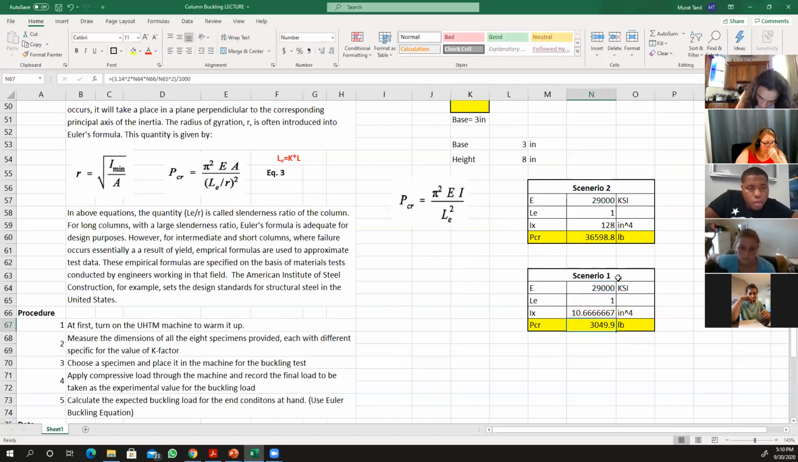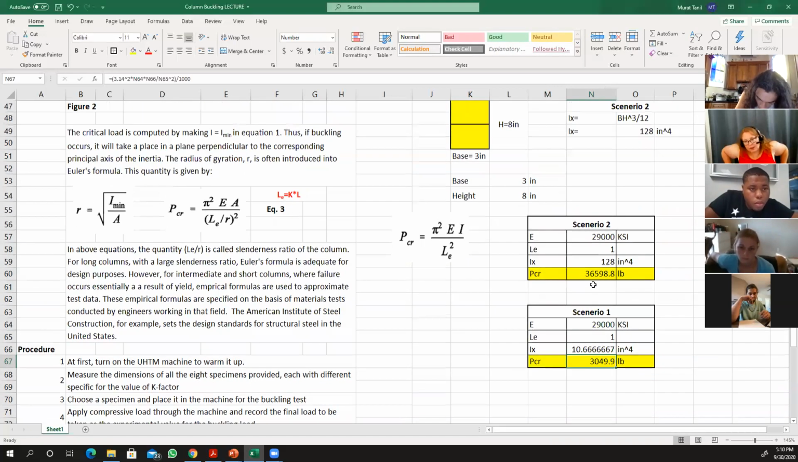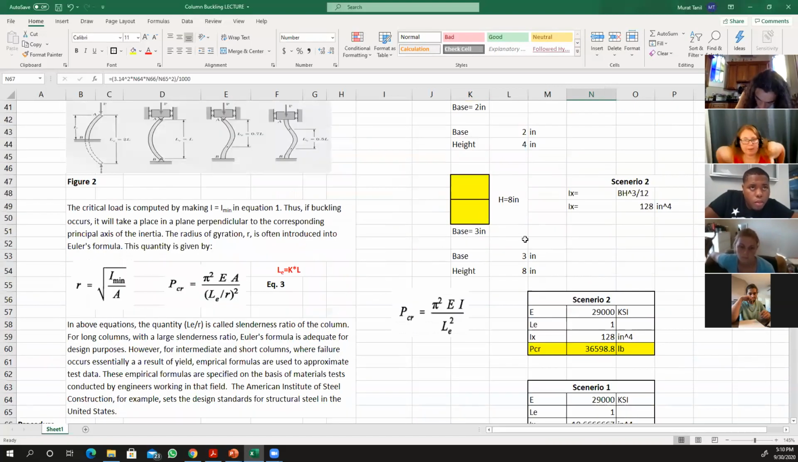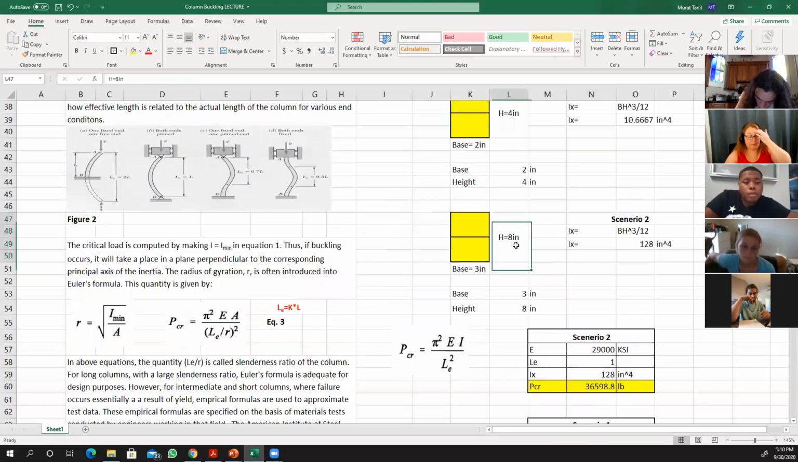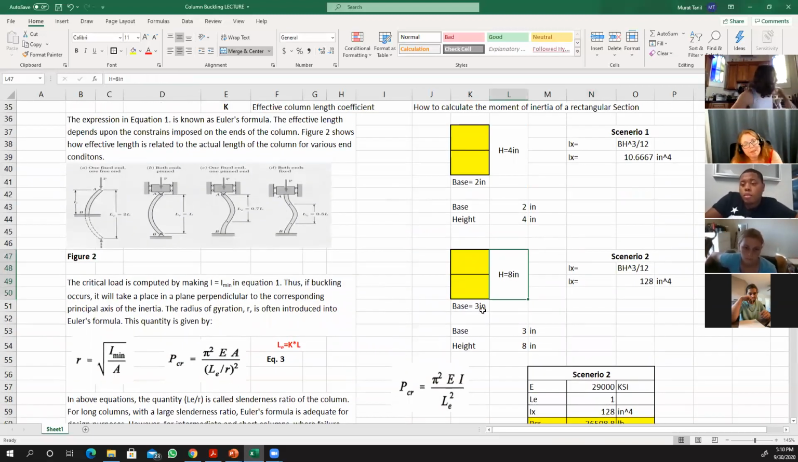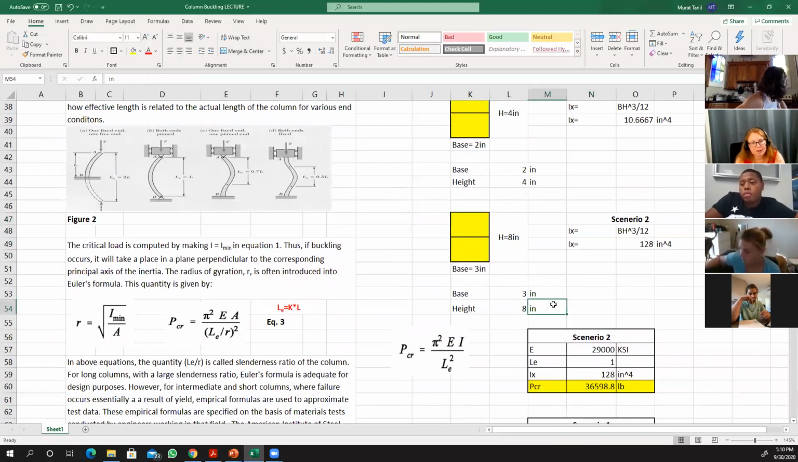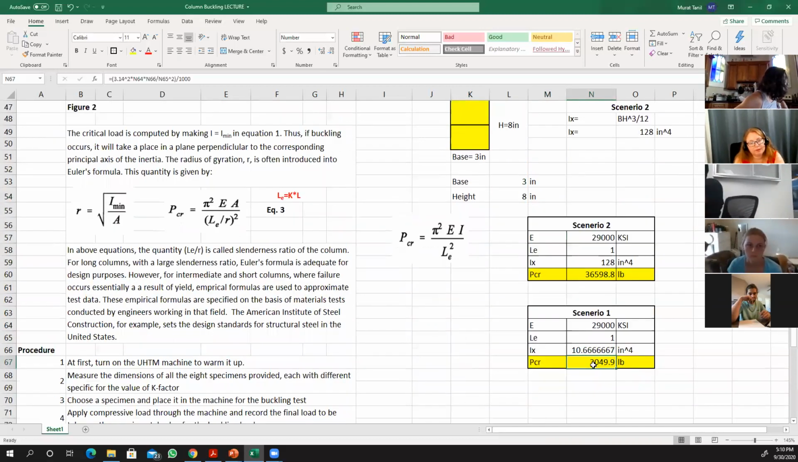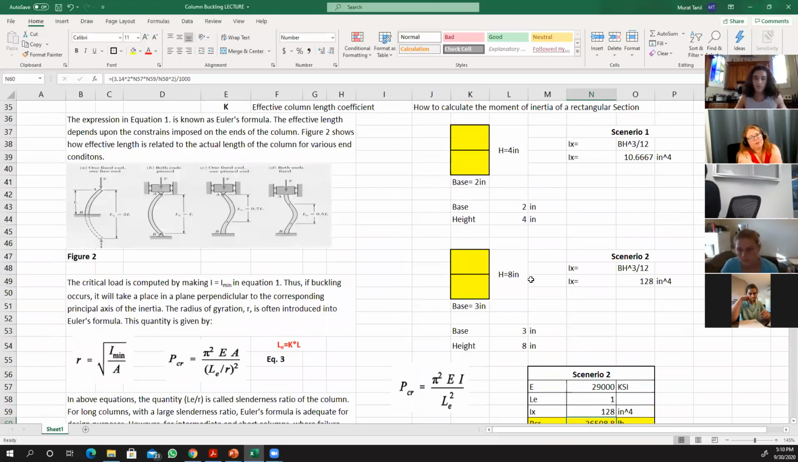Correct? So what I did was I increased the size of the member. I bumped it up to 8 inches in height, and the base is just increased by 1 inch. It's going to cost some money when you look at the amount of material that you use, but it's going to increase the capacity substantially, right? So what I was trying to explain is that there are different parameters that affect the critical load.